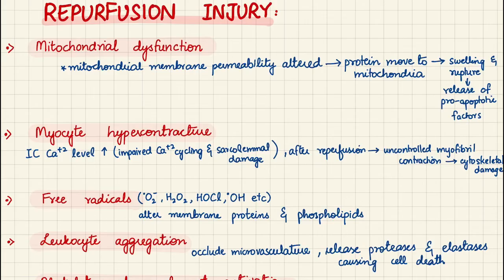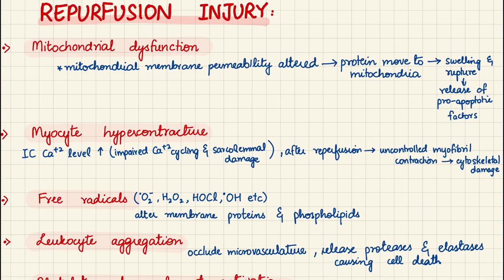During ischemia, the intracellular calcium level increases and there is impaired calcium cycling and sarcolemmal damage. So after reperfusion, there is uncontrolled contraction of these myofibrils, which will cause cytoskeletal damage and thus death of the cell.